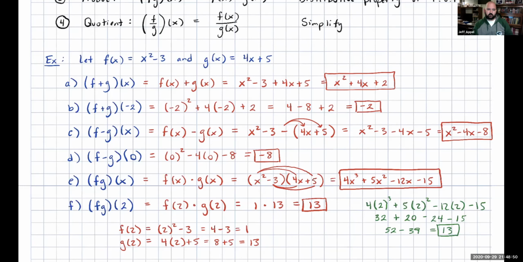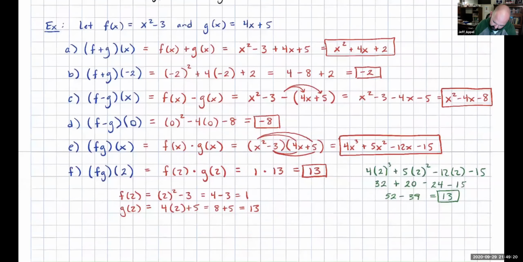So basically, it's up to you. If you were not asked to do part E first and you were only asked to do f times g of 2, then you could do it the way I showed in red by plugging 2 into each function beforehand and then multiplying your answers. Or if it's easier for you, you could do what we did in part E and multiply them out, do the FOIL, use everything in terms of x, and then plug in your number. But it's entirely up to you. I'll leave it at your discretion for how you're going to be comfortable resolving those problems.